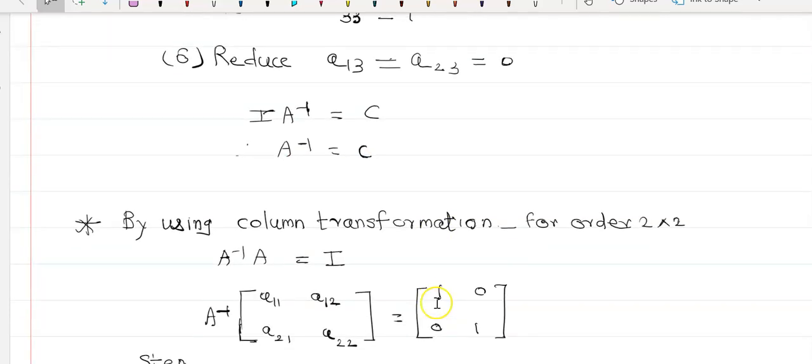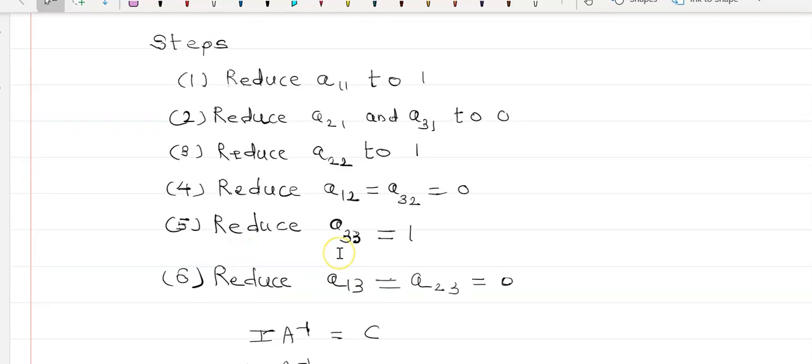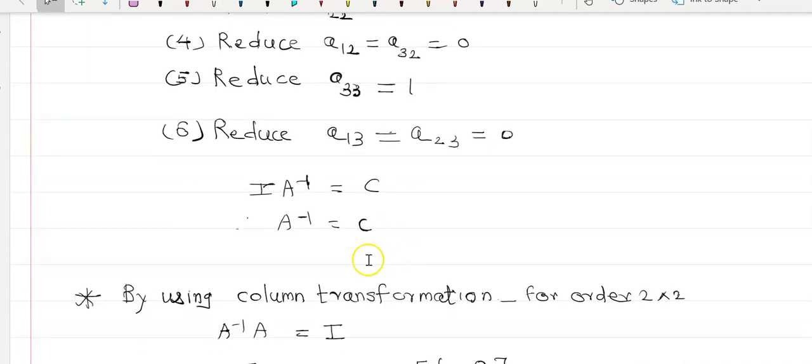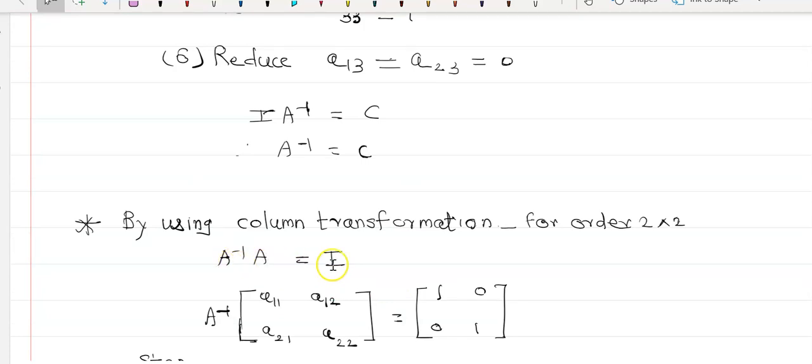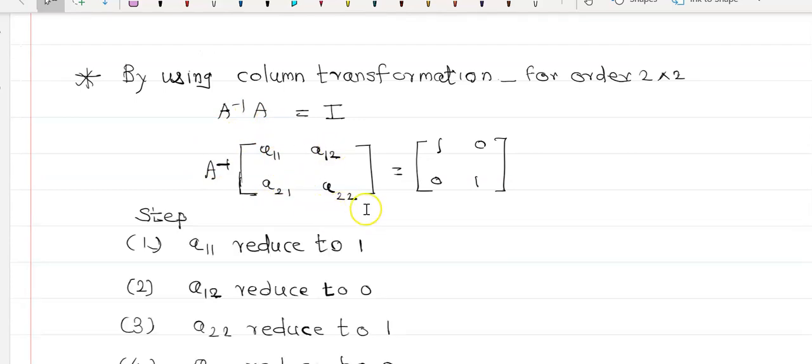By using the column transformation for the order 2 by 2, for column transformation we write A inverse into A, and for the row we write A into A inverse. That is, A inverse into A is equal to I. Here is A inverse, A11, A12, A21, A22, 1, 0, 0, 1.